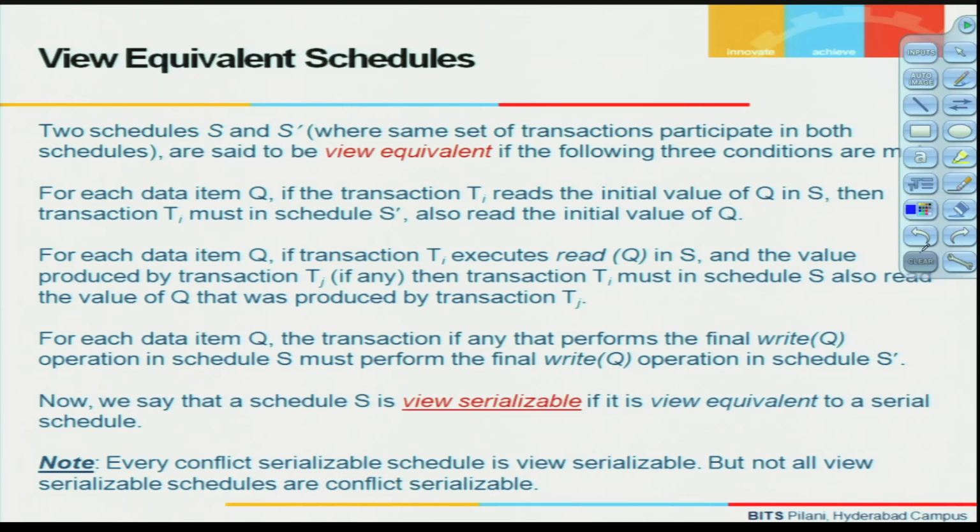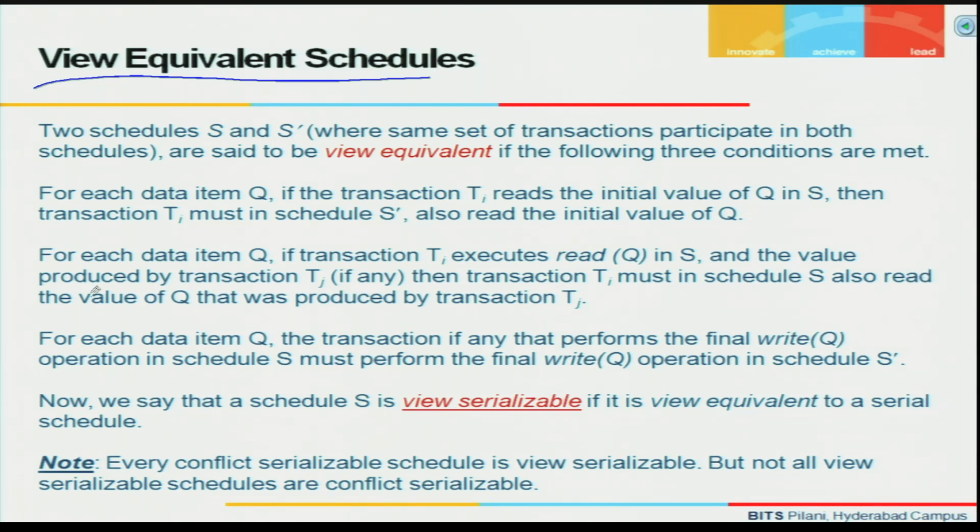Now we have another notion called view equivalent schedules. Two schedules S and S dash are said to be view equivalent if the following three conditions are satisfied. All three should be satisfied. This is condition 1, condition 2 and condition 3.